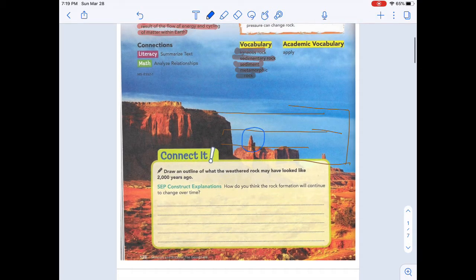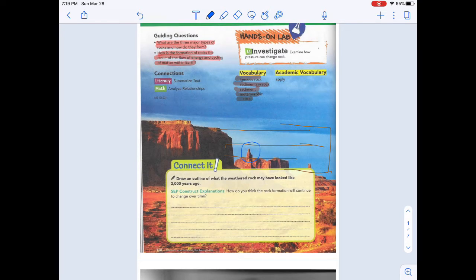So one thing that we're going to learn a lot about in these next couple of units is how the surface of the earth changes over time. Events such as weather and rain and wind and ice are able to break down the rocks over time and to change the surface of the landscape.